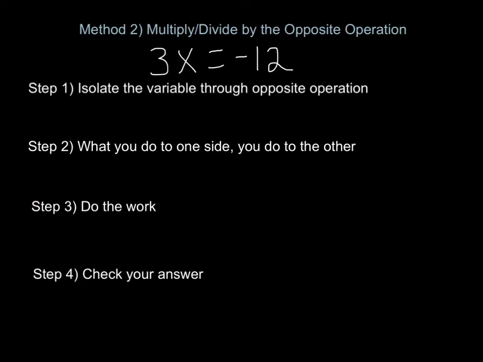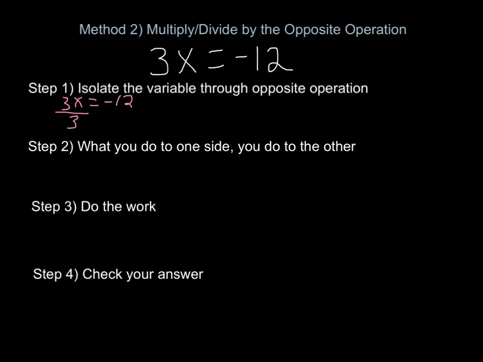So step 1 in this method says isolate the variable through opposite operation. So if we've got 3x equals negative 12, well, right now we have 3 multiplying by x. So we've got to do the opposite of that. So if in here we've got 3 times x equals negative 12, well, the opposite of multiplying is dividing. So we're going to divide by 3. Now we've got step 1 completed.